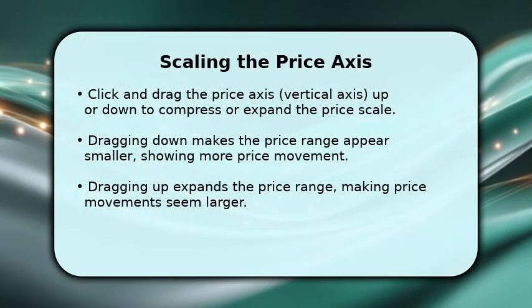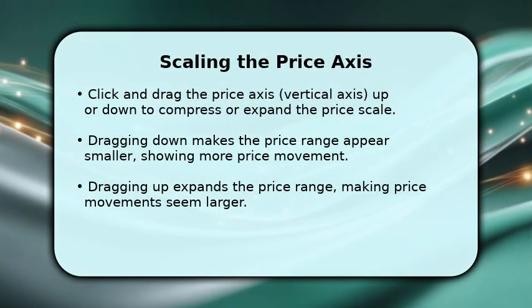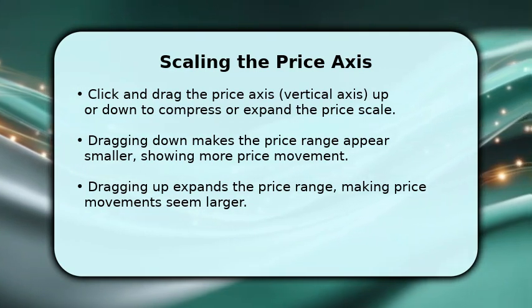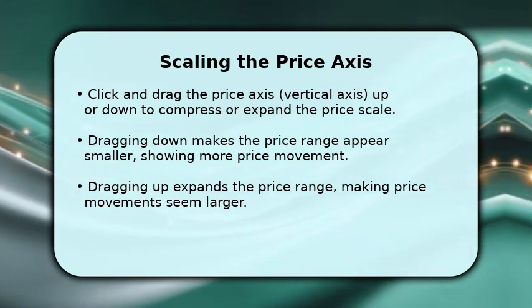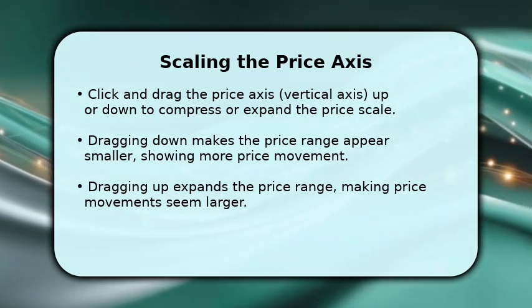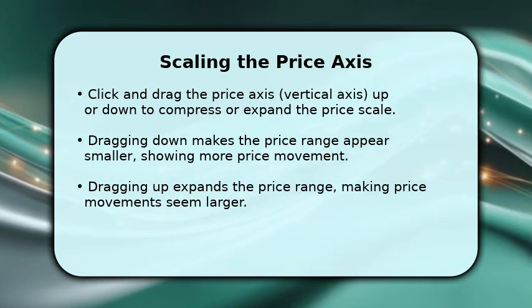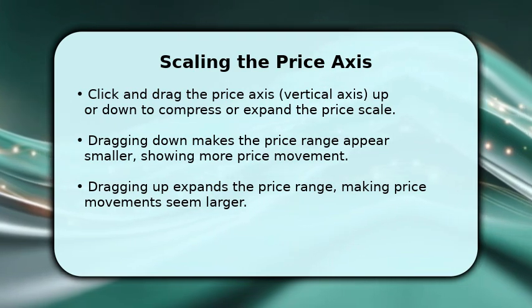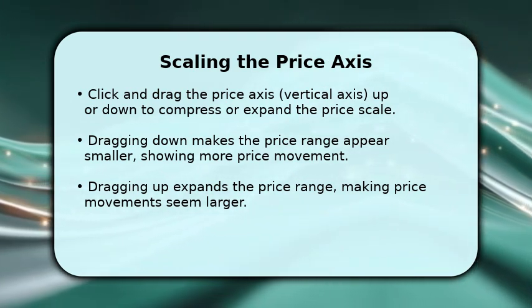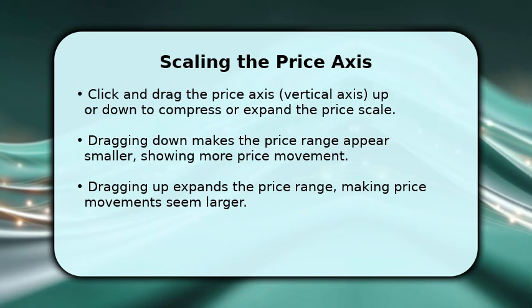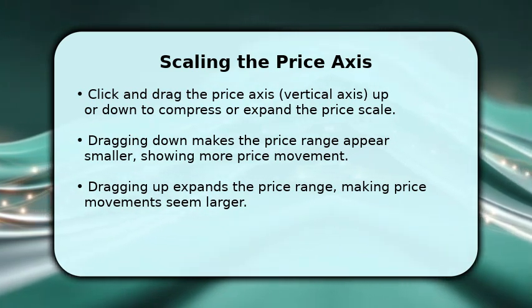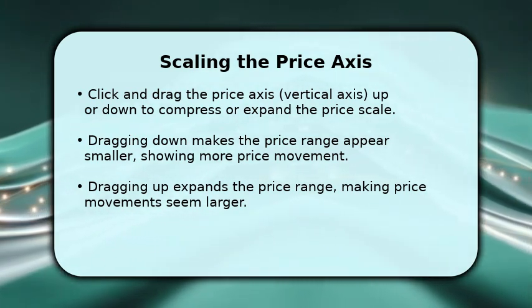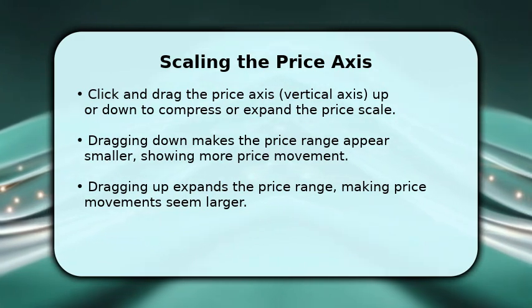Another effective way to make your chart appear smaller, specifically in terms of price range, is by manipulating the price axis. Simply click and hold your mouse button on the vertical price axis, then drag it downwards. This action compresses the price scale, allowing you to view a wider price range within the same chart area. Dragging upwards will expand the scale, focusing on a narrower price band.